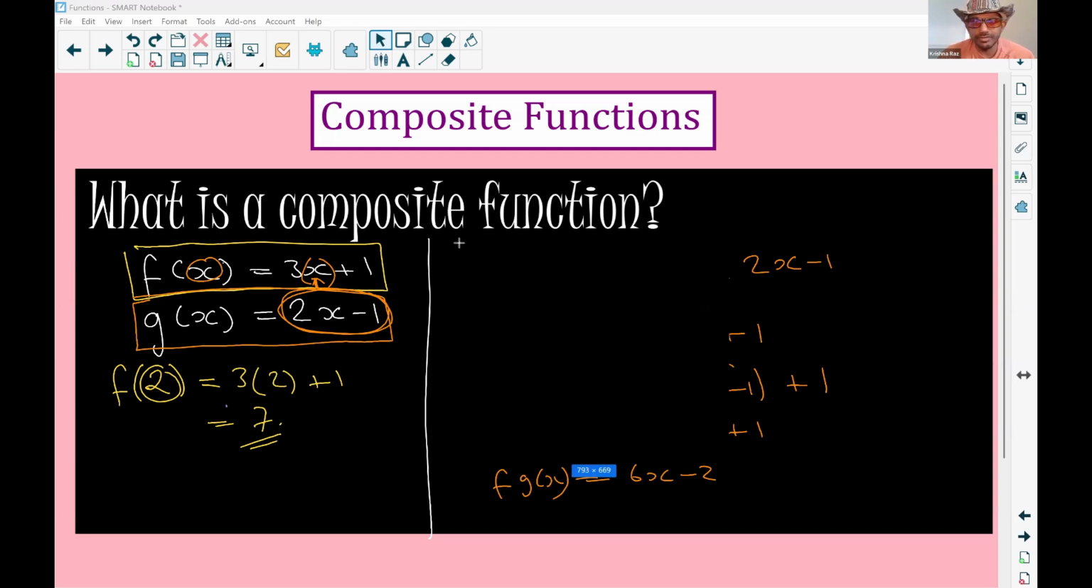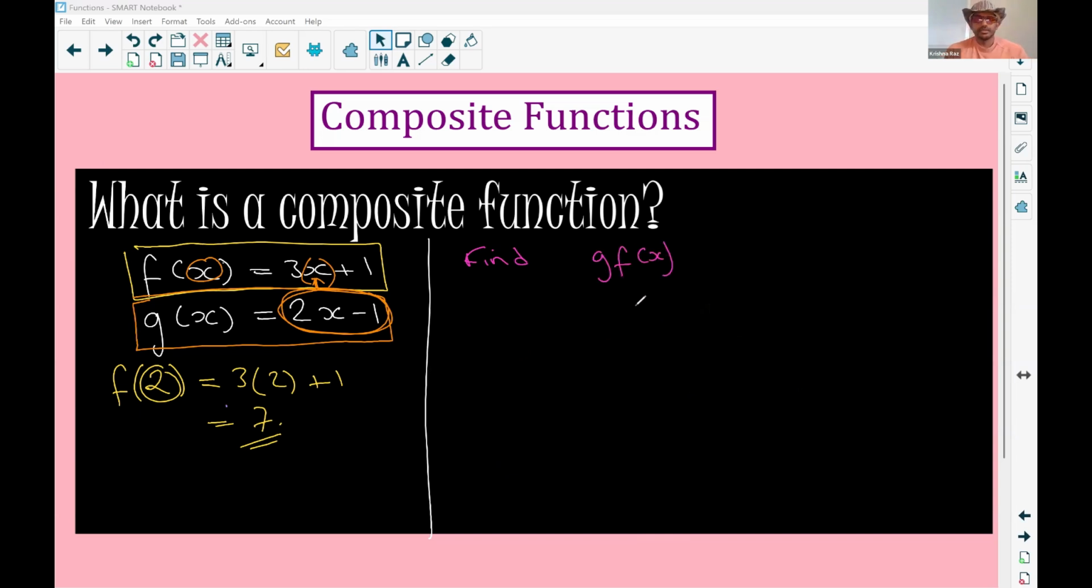So let's have a go doing it the other way. What about finding g of f of x? Give this one a go.